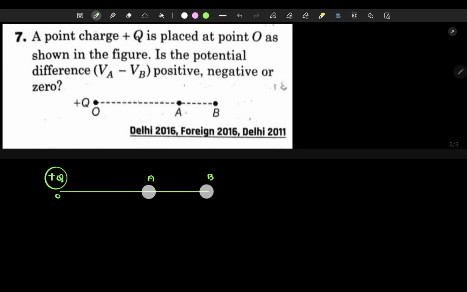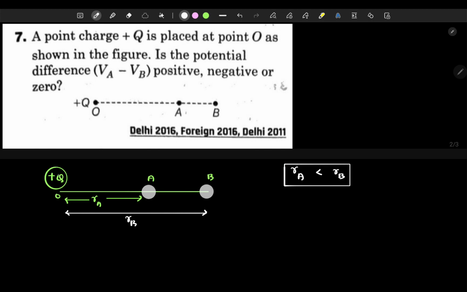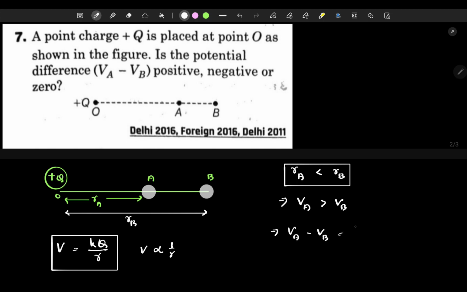Now see, the distance of point A from the source charge, let it be RA. RA is the distance of point A from the source charge. Then RB is the distance of point B from the source charge. Which one is greater? From the figure it is clear that RA is less than RB. Potential at A and at B due to the plus Q charge is the potential due to a point charge. We know the potential due to a point charge is V equal to K into source charge, that is plus capital Q, divided by the distance of the point of observation from the source charge. That means V is inversely proportional to R. So as RA is less than RB, potential at A is greater than potential at B, which implies VA minus VB, that is greater minus lesser, is positive. Simple answer. I hope it is fully clear to all of you.